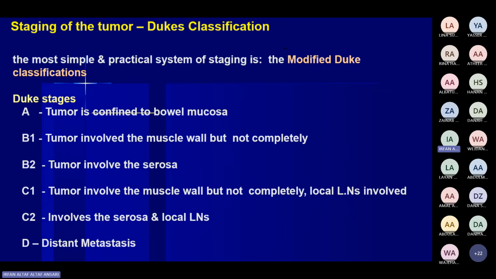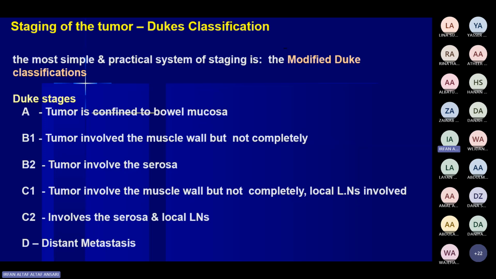Now we go to the staging of the tumor. For staging, you have two methods. British people usually go for the Dukes staging, and this is Dukes A, B1, B2, C1, C2, and D. A: the tumor is only in the mucosa. B1: the tumor has gone up to the muscle, but not completely. B2: the tumor has involved the serosa also. So if all the layers from mucosa to serosa are involved, it is B2. Only the mucosa and muscularis, it is B1. Only the mucosa, it is A.